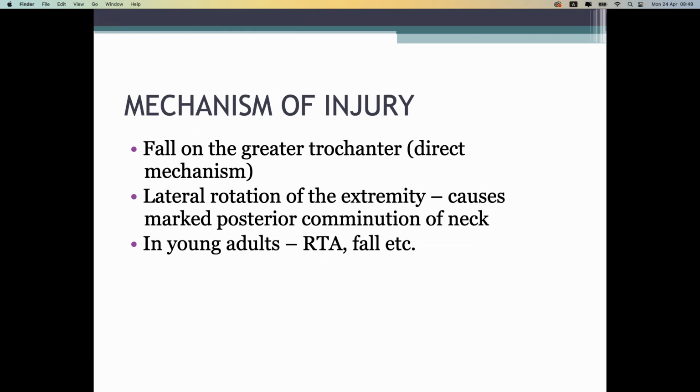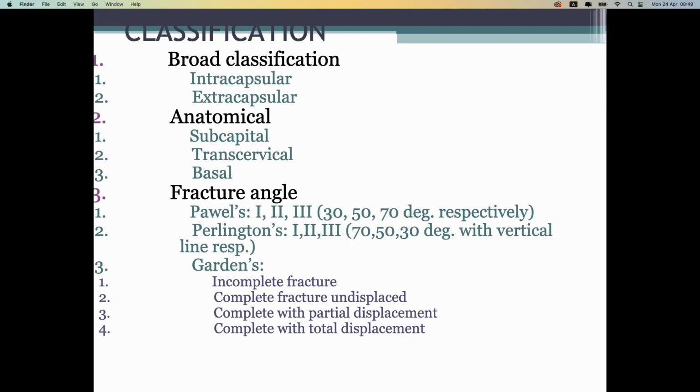Okay, the mechanism can be different. So starting from a simple squat to a severe RTA, road traffic accident. The classifications are actually very broad, but there are three main classifications in neck of femur fracture, the first is called anatomical classification, which depends upon the place of the fracture. It's subcapital, transcervical, and basal.